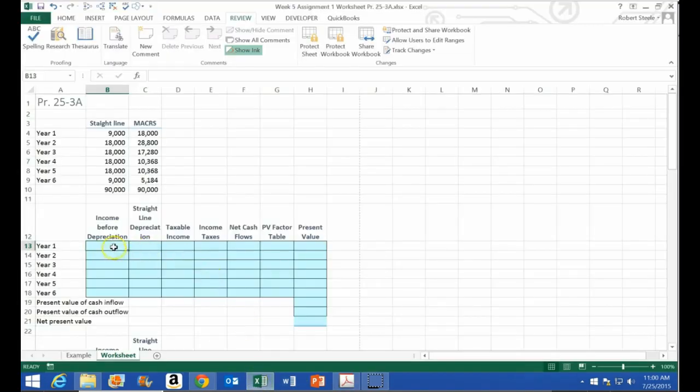So the income for each of the 6 years is $66,000. It's going to be the same all the way down. Then I'm going to first evaluate the straight line method. I'm just going to plug these numbers in, so we can copy those down. The straight line depreciation method would be using these numbers. And then notice what the depreciation is.